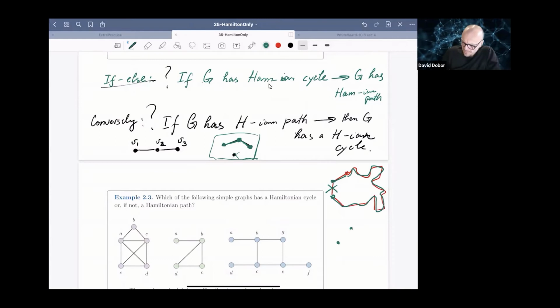Here's a graph, maybe 4 vertices. Well, this is C4. Any cycle graph is clearly Hamiltonian, and C4 is. If you attach a pendant vertex to this graph, all of a sudden it's not Hamiltonian. I've just added a vertex and made the graph not Hamiltonian.